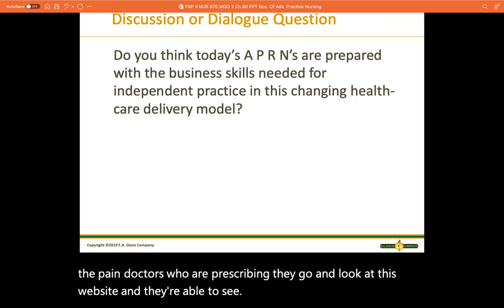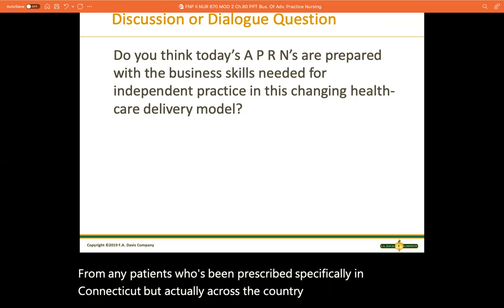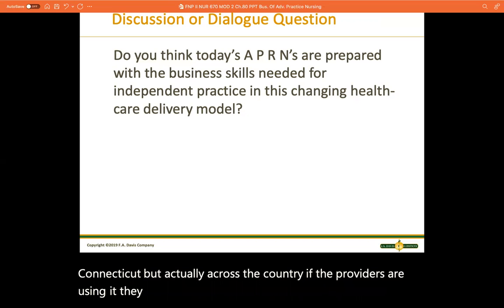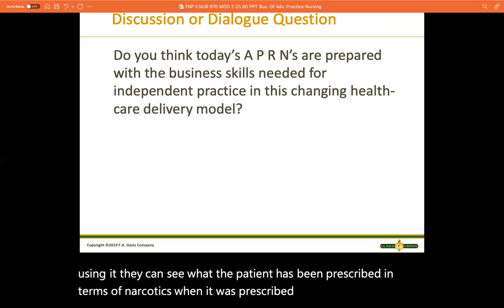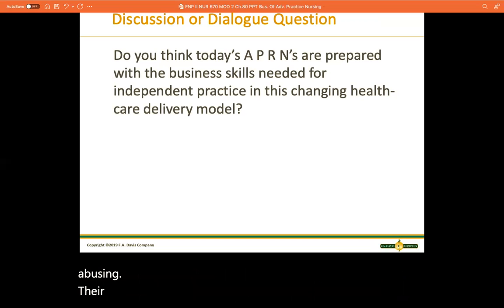any patient who's been prescribed specifically in Connecticut, but actually across the country, if the providers are using it, they can see what the patient has been prescribed in terms of narcotics, when it was prescribed, and how many were dispensed, so that they are 100% sure that the patient is not abusing their prescription. So again, another benefit of having an electronic medical record.